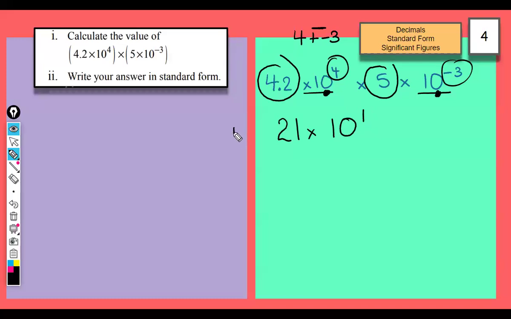So we just did part 1 here, right? That's the value there, right? And in case you didn't know, 10 to the power 1 is 10. 10 by 21 is what?